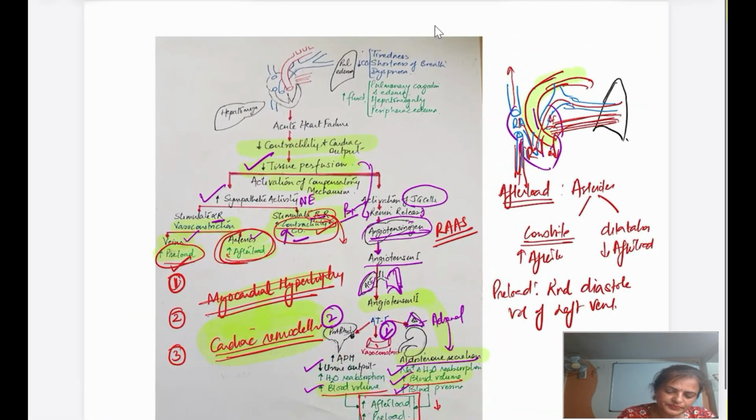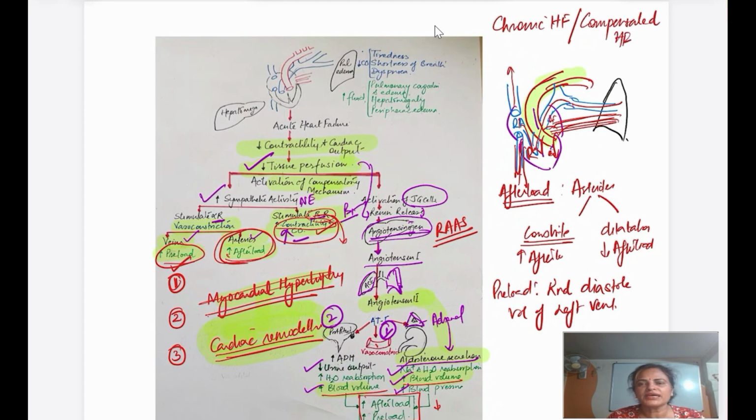We say it is a chronic heart failure, that is also called compensated heart failure, क्योंकि यहाँ पे आपका compensatory mechanism that is operated: sympathetic system, आपकी sympathetic activity हो गई, एक ये system हो गया, second one is RAS system. These two systems they are activated, ठीक है.